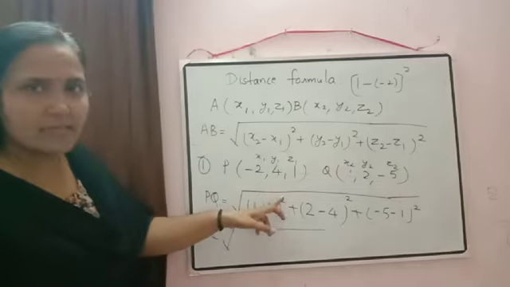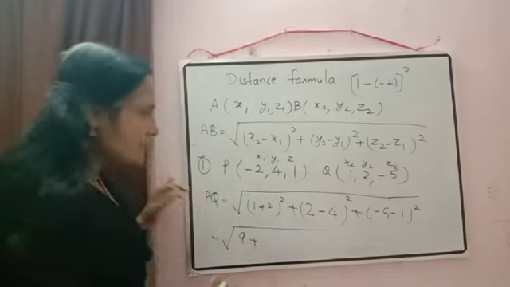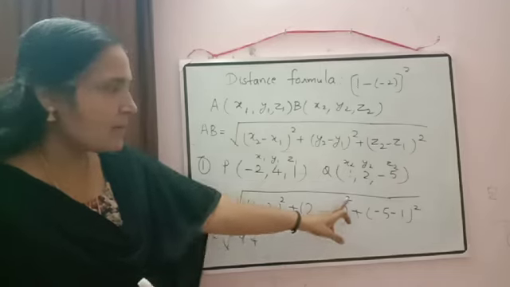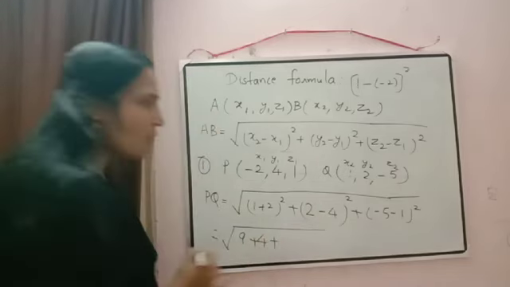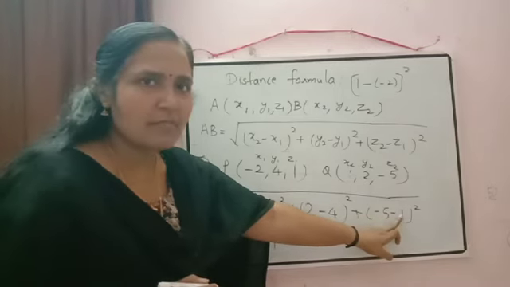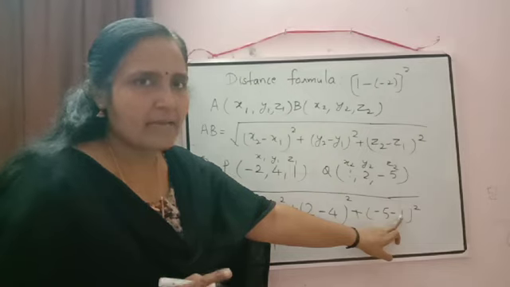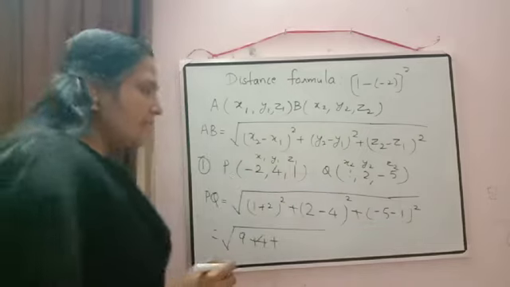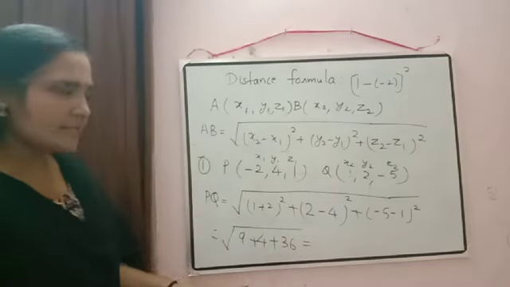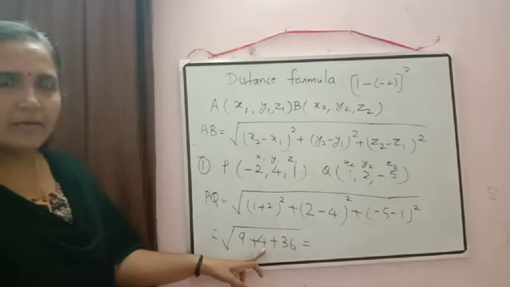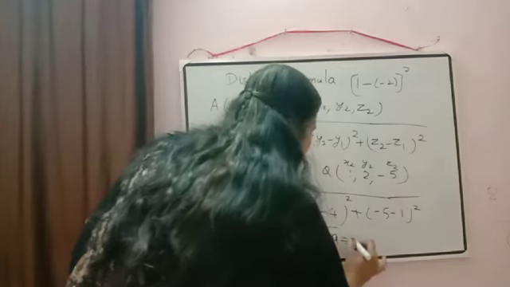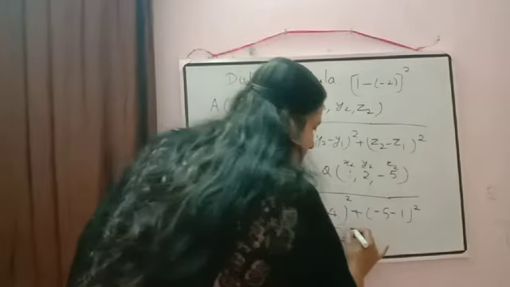1 plus 2, 3. 3 square is 9, plus 2 minus 4. 2 minus 4 will be equal to minus 2. Minus 2 square will be equal to 4. Then plus minus 5 minus 1, which is minus 6, and minus 6 square is 36. So we are getting here 36 plus 4 plus 9. 36 plus 4 is 40, 40 plus 9 is 49. So we are getting here square root of 49, which is equal to 7.